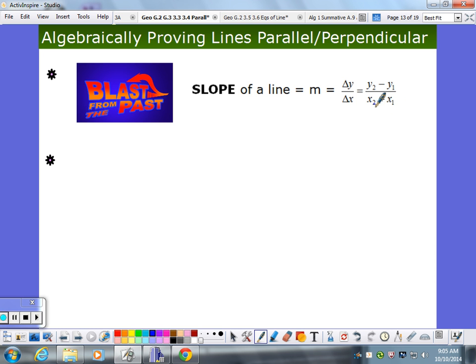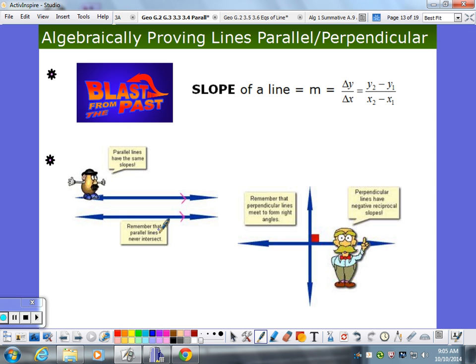So y2 minus y1 over x2 minus x1. Changing y over changing x. That's how you describe slope. And look at that, Mr. Potato Head. And he was saying that parallel lines have the same slope, right? So these ones have a 0 slope, because Mr. Potato Head can walk on them. So horizontal lines, right? And think of the tilt. The tilt is exactly the same for both. Slope is basically quantifying the tilt of a line. So if their tilt is the same, they're parallel.